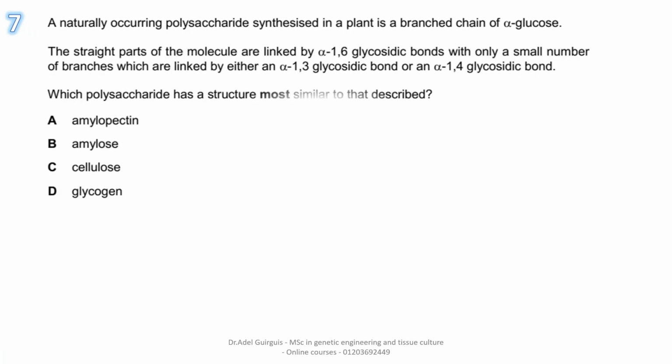Number 7. A naturally occurring polysaccharide synthesized in plants is a branched chain of alpha glucose, not beta. The straight parts of the molecule are linked by 1,4 glycosidic bonds with only a small number of branches, which are linked by either an alpha 1,3 glycosidic bond or an alpha 1,4 glycosidic bond. Which polysaccharide has a structure most similar to that described?